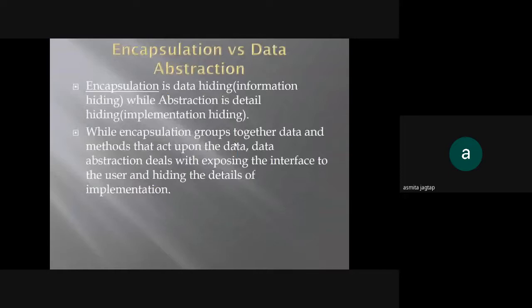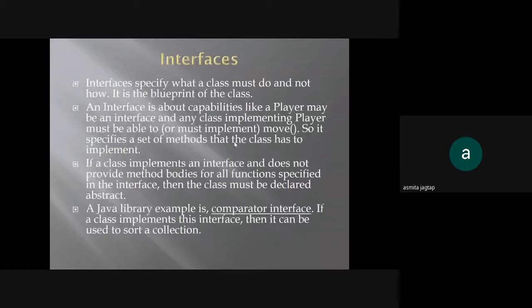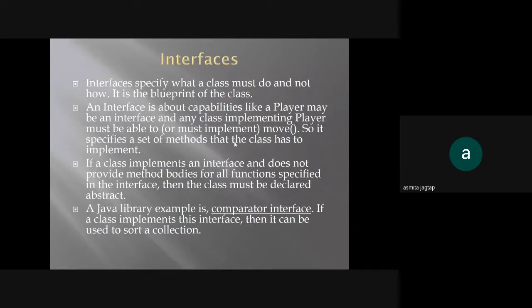Encapsulation is data hiding, while abstraction is details hiding, meaning the implementation details are hidden from everyone. Now interface: we have seen that multiple inheritance is not possible in Java, but we can achieve multiple inheritance with the help of an interface. Interface methods are empty methods. No logic is present inside the interface. Only abstract methods are present till Java 9.